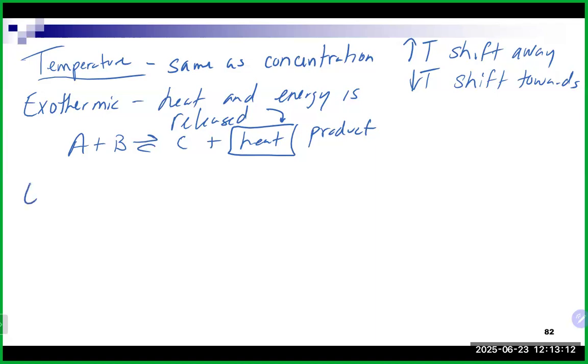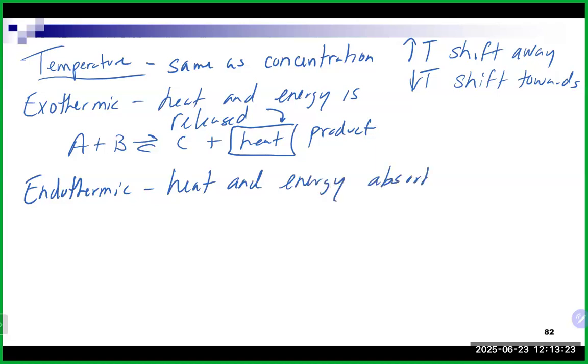Now, in an endothermic reaction, heat and energy is absorbed. Because of that, we consider heat and energy to be a reactant in an endothermic reaction. So it is really the opposite here. If you increase the temperature in an endothermic reaction, you would expect it to go to the right. And if you cool everybody down and remove energy or temperature, you would go to the left.